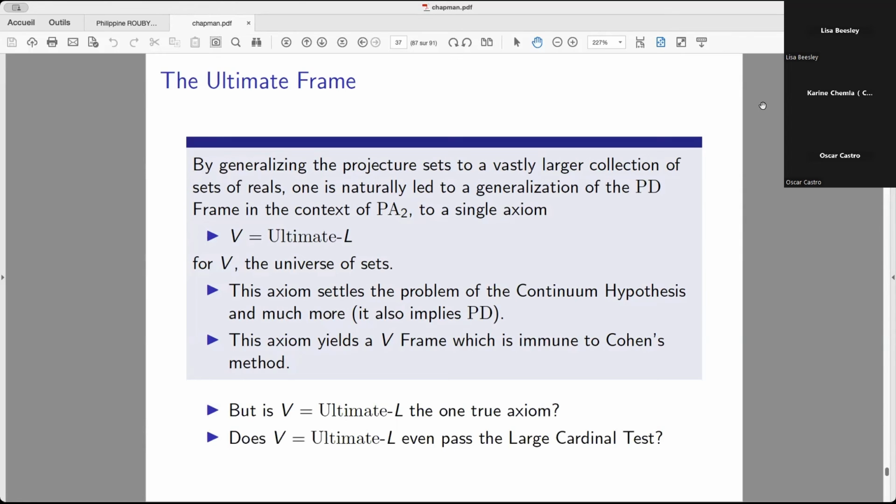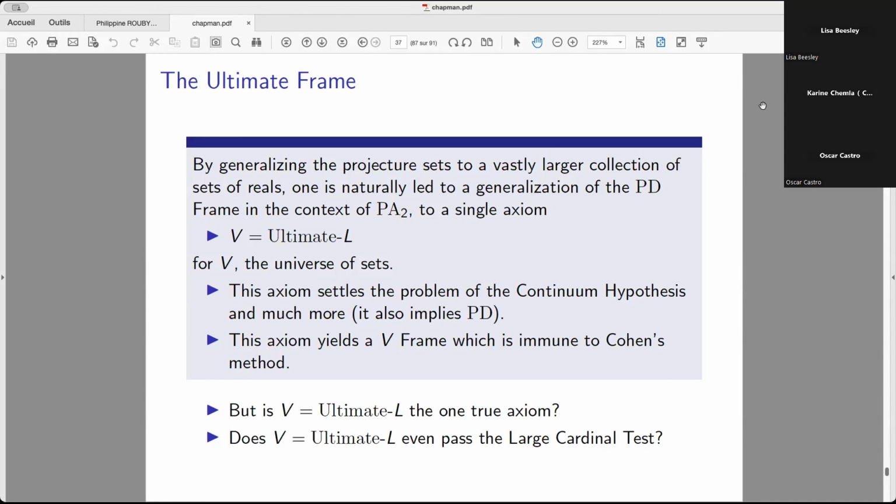But is V equal to ultimate L the one true axiom? Does it pass the large cardinal test? Gödel's axiom, V is equal to L, yields a V frame immune to Cohen's method, but it doesn't survive the large cardinal test, so we have to reject it. Now we have a new version of V is equal to L.